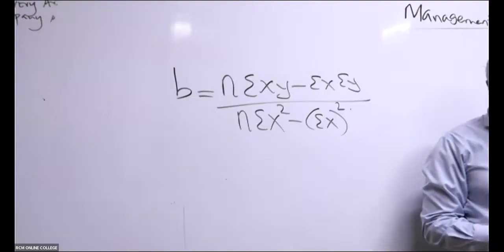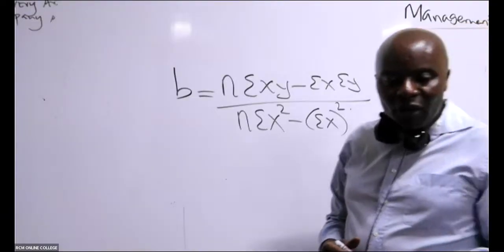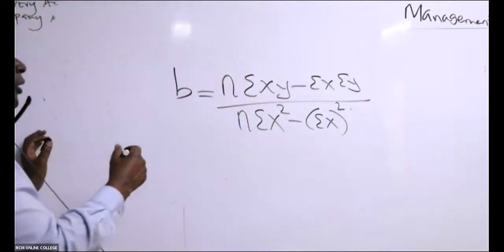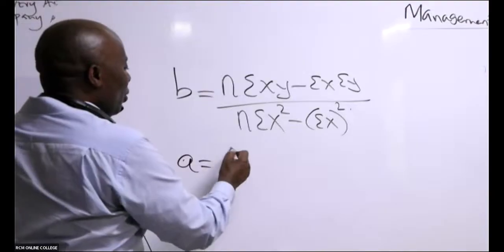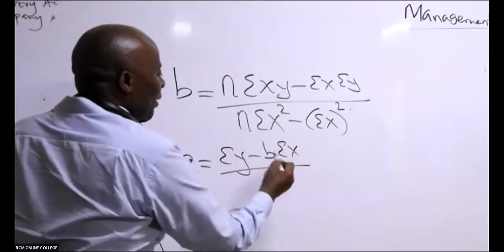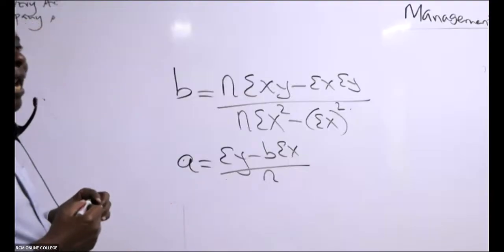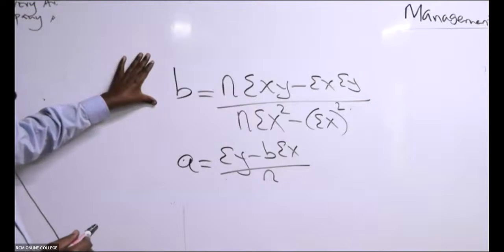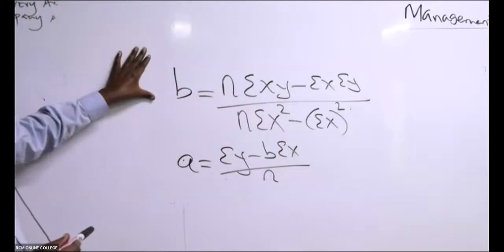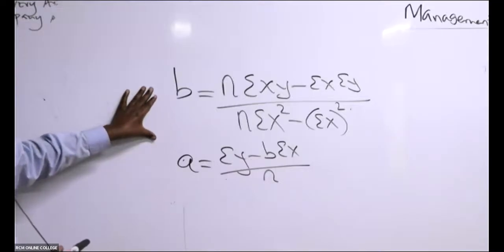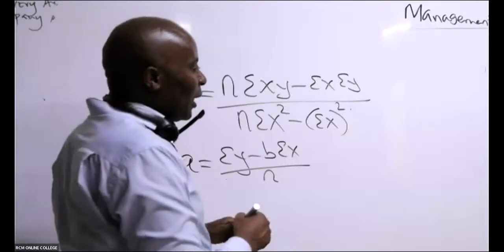Best subject in CPA. And then, ladies and gentlemen, having gotten that, how do we get our A? To get our A, we shall take summation of y, minus b summation of x, divided by n. So anytime they want us to give them the value of b, this is how we shall be getting the value of b, and this is how we shall be getting the value of A.